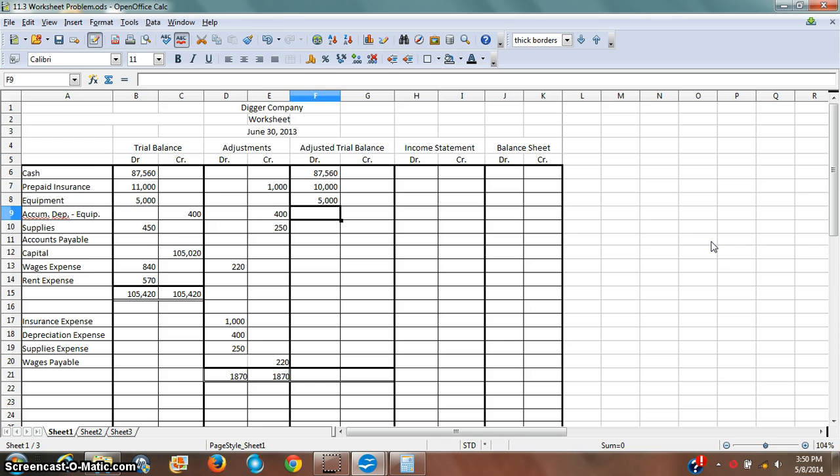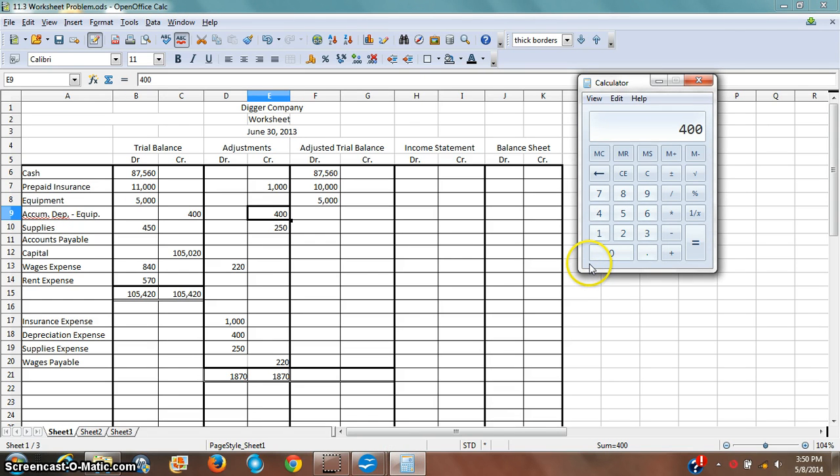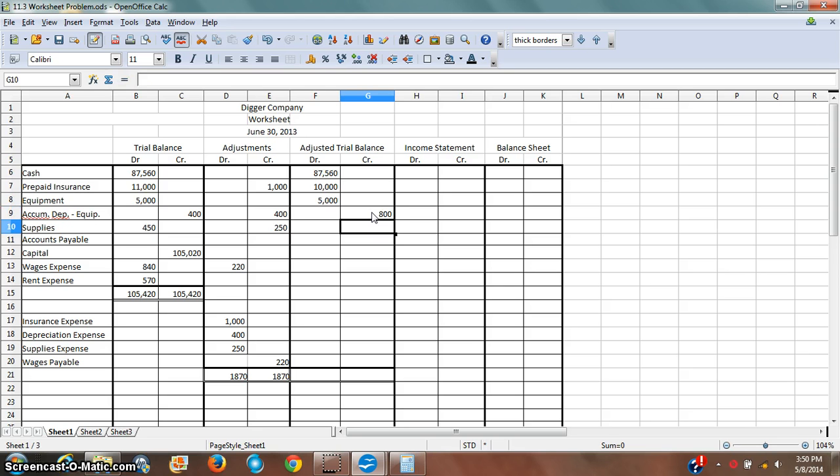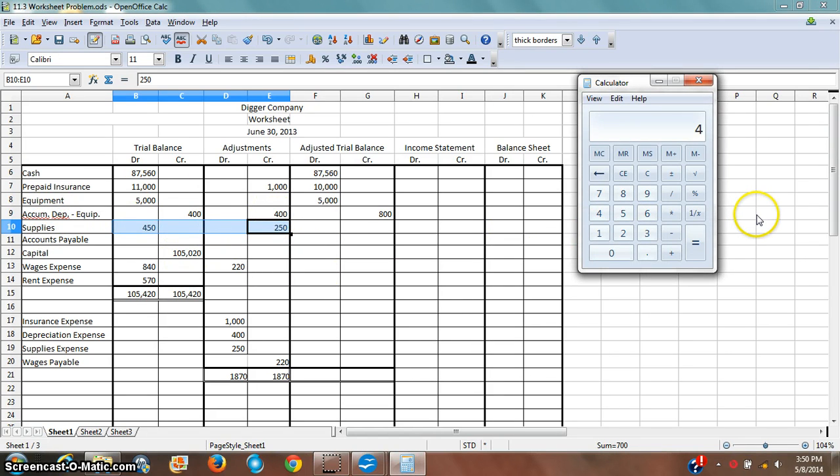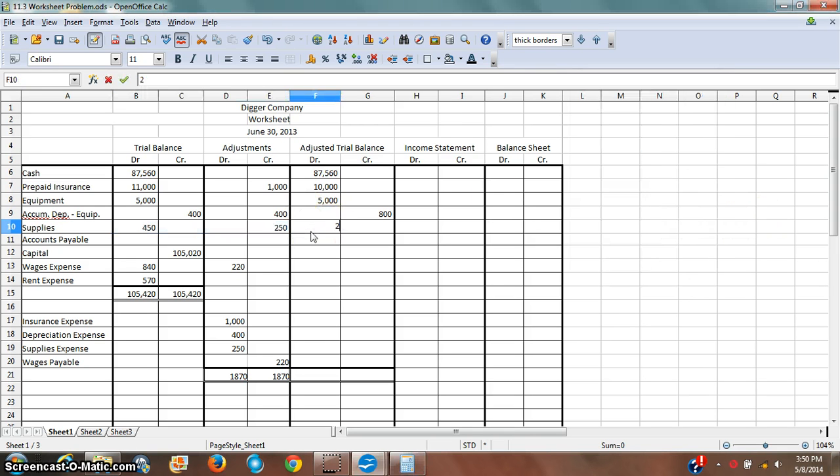I'll carry that across. And then on this one, there's $400 here and $400 here, so we need to add them together. There's $800 in the credit side. Then supplies, there's a debit of 450 and a credit of 250. This means that we need to subtract them, and since supplies is an asset, we know that that's going to end up in the debit column. So here we go. 450 minus 250 is 200. There it is in the debit column.